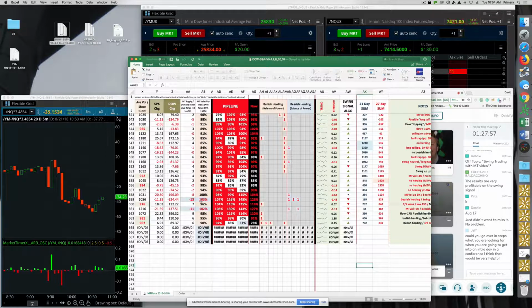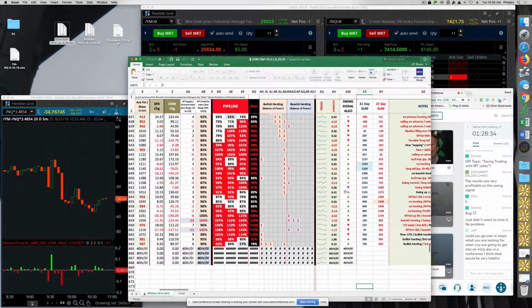If you took a long position here, you'd be up very nicely. So taking swing positions with Market Timer is basically looking at the flow, looking at the 21-27-day sum, and saying, okay, if that's peaking and we've got a huge gap between the 21 and 27 day sum, the 21 almost always tries to catch up to the 27, the market's going higher. I'll do a separate video and put it all together so that you guys have a better idea of exactly what I'm talking about.